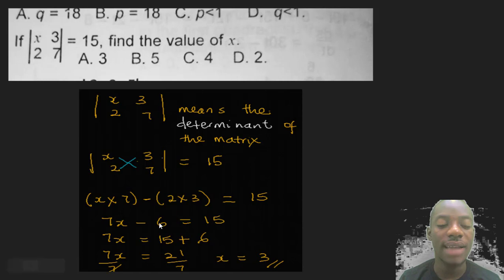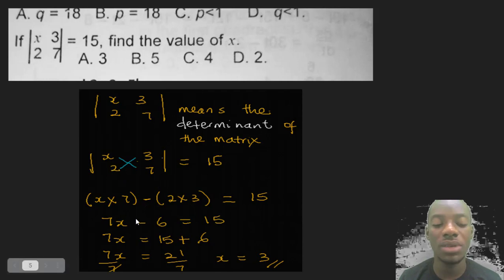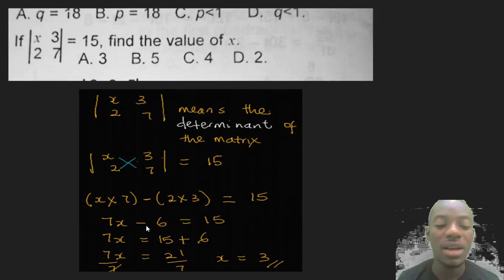Can you see that? I did a cross multiplication. 7 times x, that's 7x. 2 times 3, that's 6. But I put a minus in between. There must be a minus in between all the time. So it will be 7x minus 6 equals 15. That's how to find the determinant. Just cross multiply and put a minus in between, and that is the meaning of the determinant of a 2 by 2 matrix. And that's what we have here: 7x minus 6 equals 15.